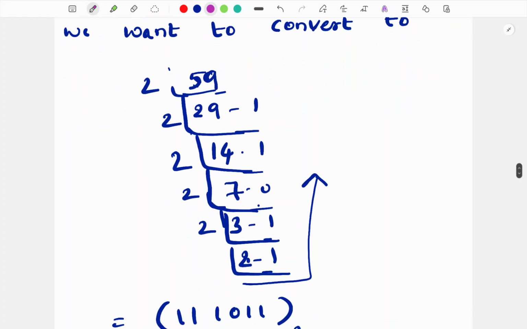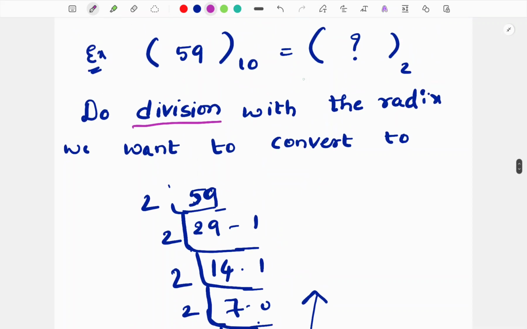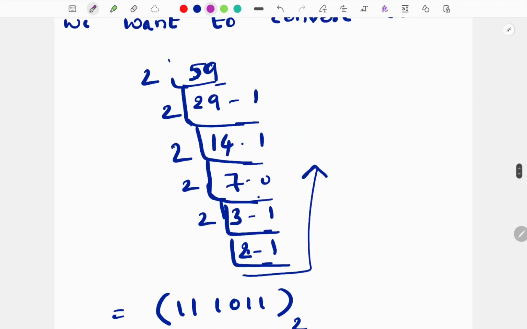For example, if it is 59 in decimal, what will it be in binary? We need to do the division by 2. For 59, 2 29s are 58 and the remainder is 1. Keep it there and again do the division and keep the remainder here. Again 2 14s are 28, remainder 1; 2 7s are 14, keep the remainder 0; 2 3s are 6, keep the remainder 1; and 2 1s are 2, keep the remainder.